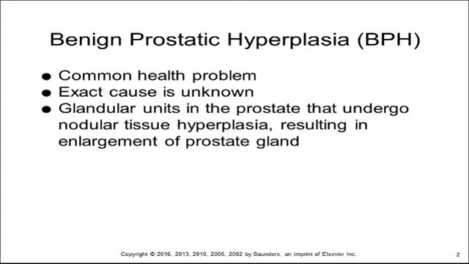The exact cause is unknown, but the thought process behind it is that it is the result of a combination of the aging process and the influence of androgens, or male hormones, that are present in the prostate tissue. One such androgen is called DHT, or dihydrotestosterone. As men age and as their DHT levels increase, this causes changes in the glandular tissue and the nodular tissue. With these changes, there is an increase in the number of cells, and that increase in the number of cells is called hyperplasia.